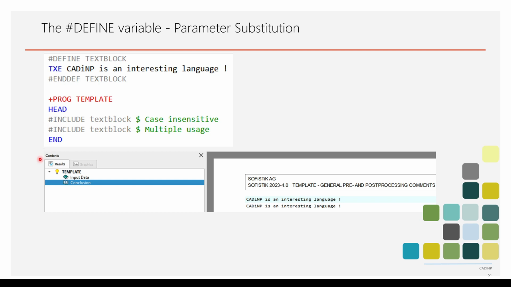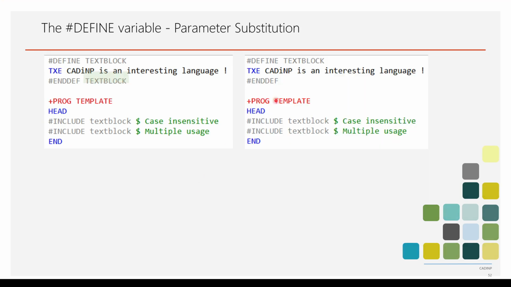Now you can see in the report after having run the template module that the entered text will be printed 2 times, since the text block variable was inserted 2 times as well. Please note that the name of the text block can be omitted after the #enddef command. In other words, a simple #enddef command is enough to close the definition.